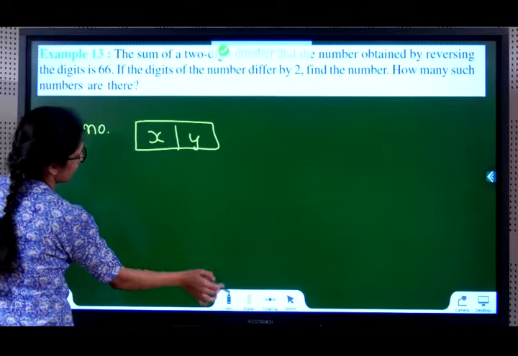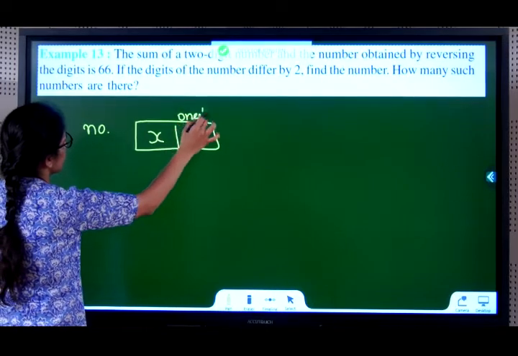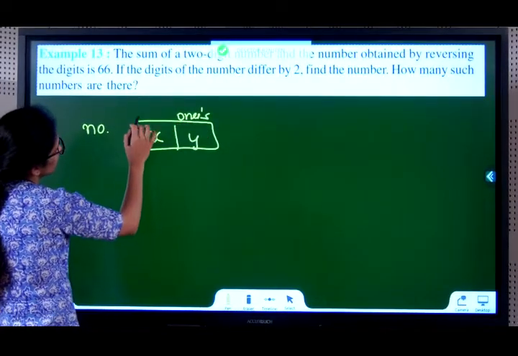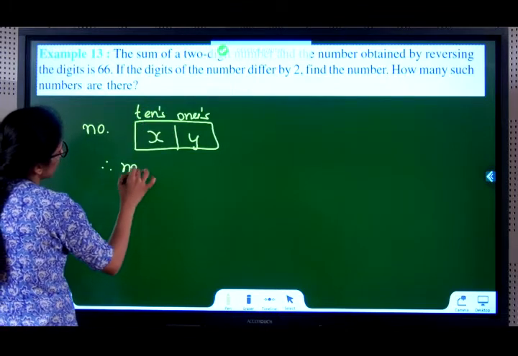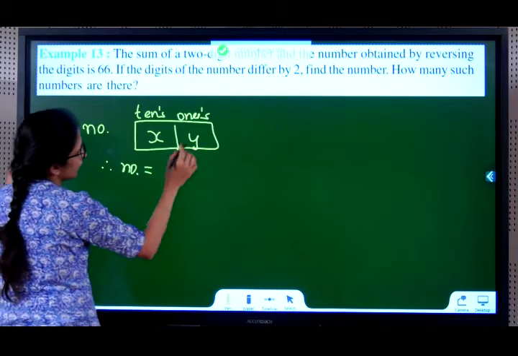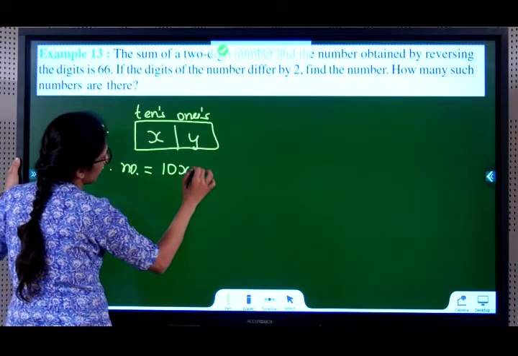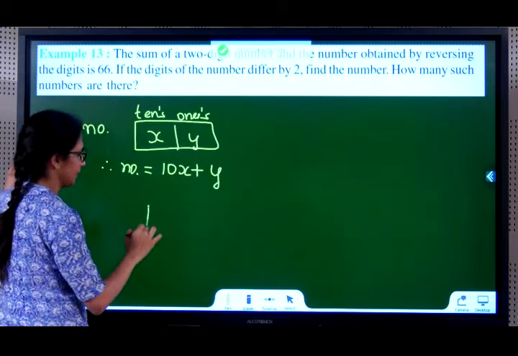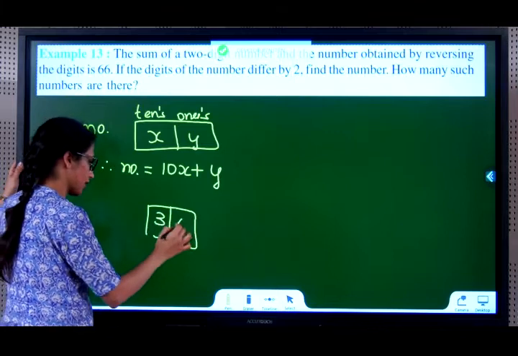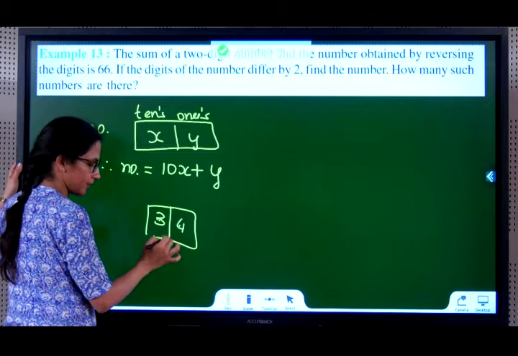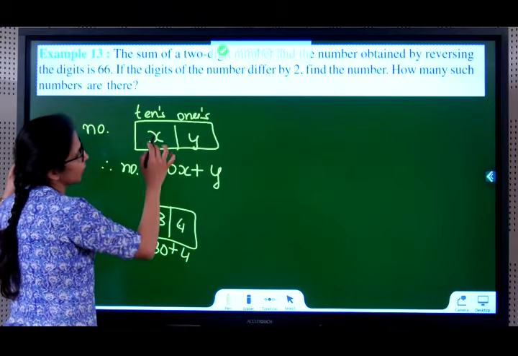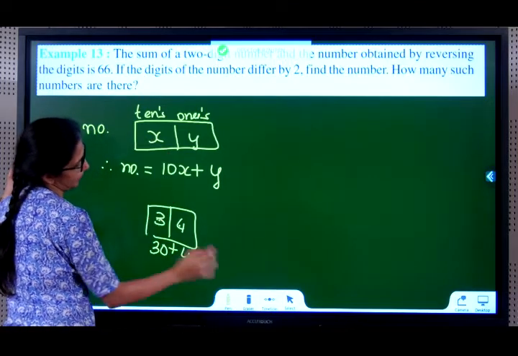So this is the ones place, this is the tens place. Therefore, what will be the number? 10x plus y. Do you agree? For example, let's say the digits are 3 and 4. 34. How do you get 30? 3 into 10, 30 plus 4, 34. So 10 into x, 10x plus y.